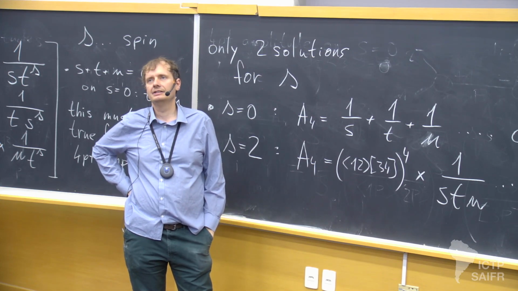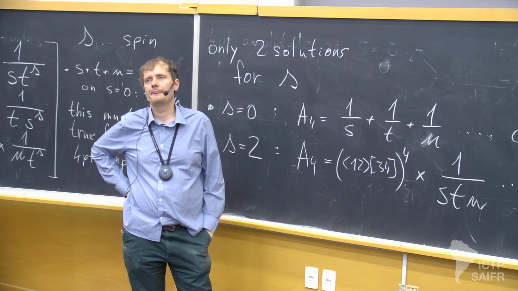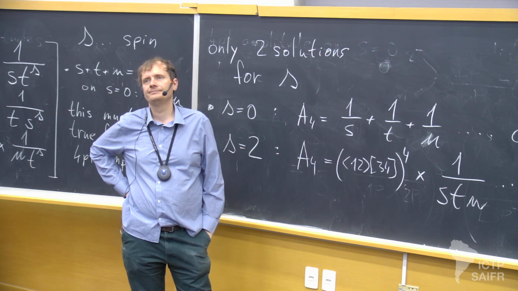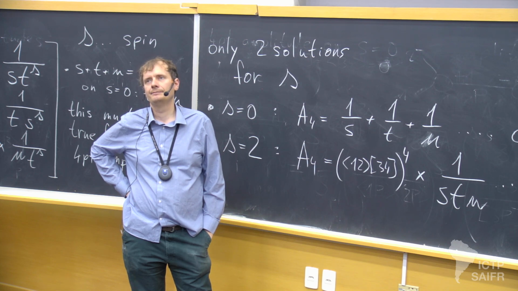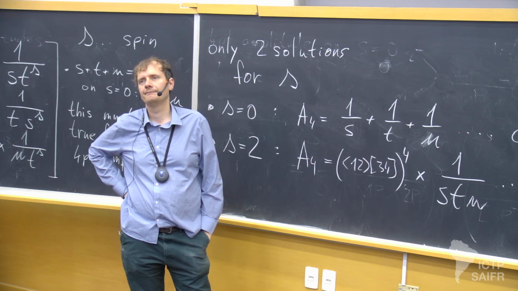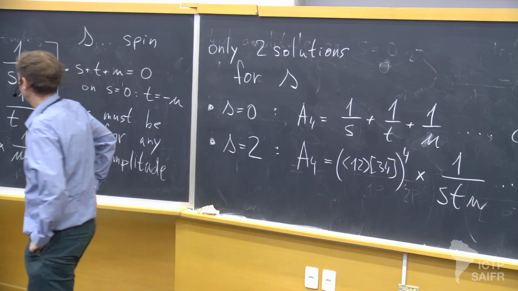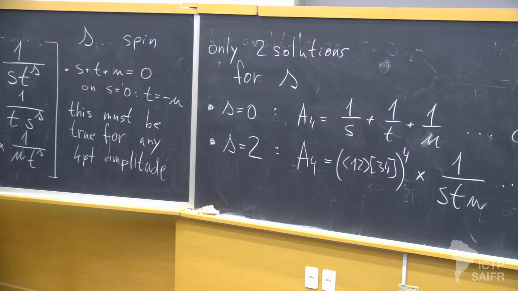Yes? Sorry, this might be a nitpick, but normally when one goes from s equals 0 to t equals 0, or when one permutes s and t, there's also a permutation of the labels. I don't know if your convention is permuting 2 and 3 or permuting 2 and 4. So why is the prefactor the same?